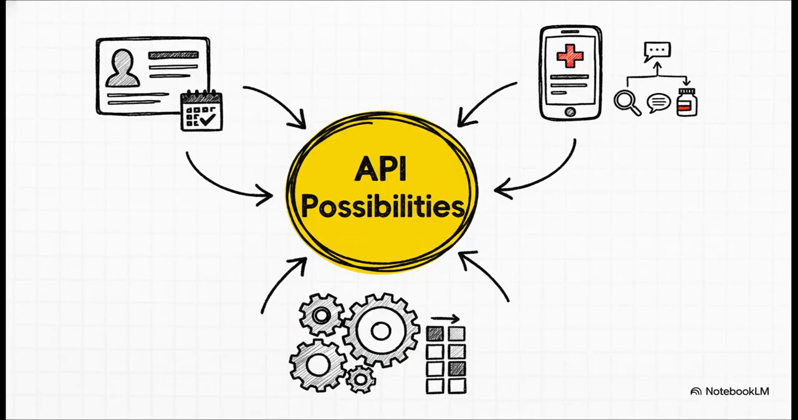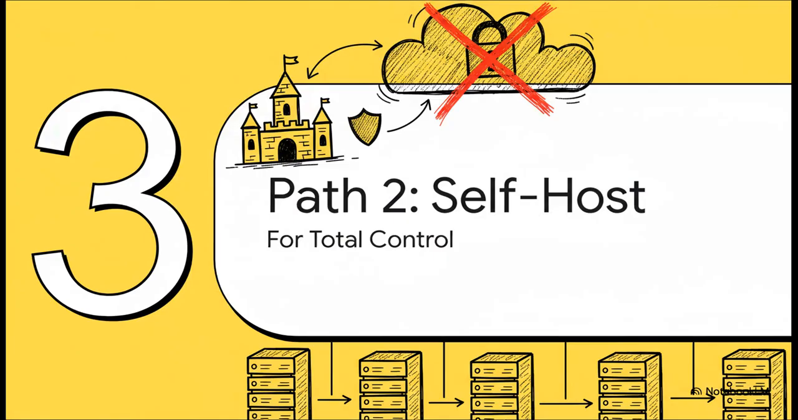So what can you actually do with all that power? Well, you could build a scheduling feature right into your company's CRM. Or you could create custom booking flows for a telehealth app. You could even completely automate how your sales team manages appointments. The API basically hands you all the raw building blocks. Okay, let's move on to our second path.